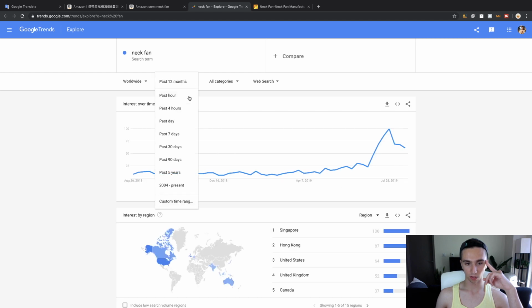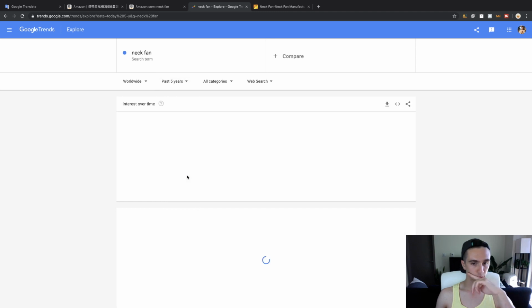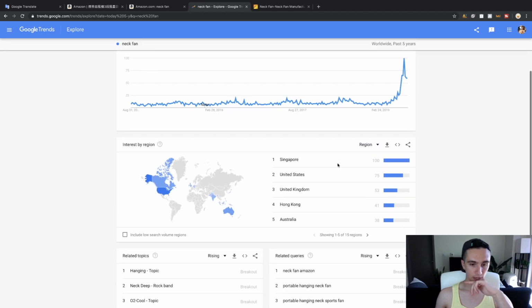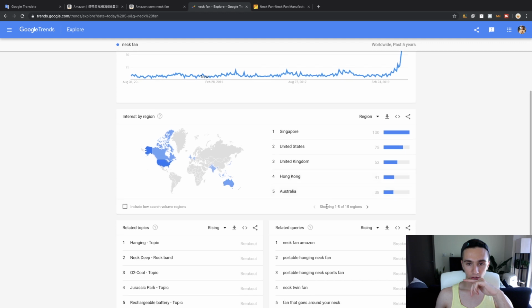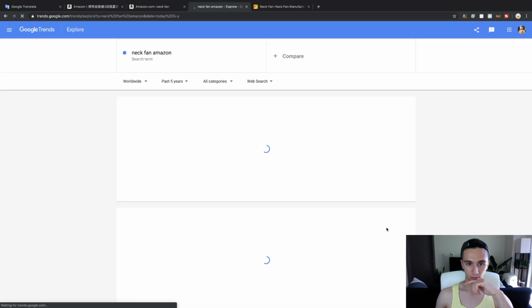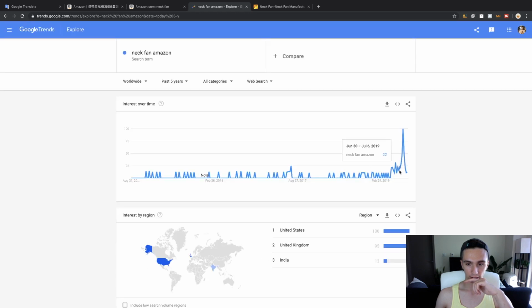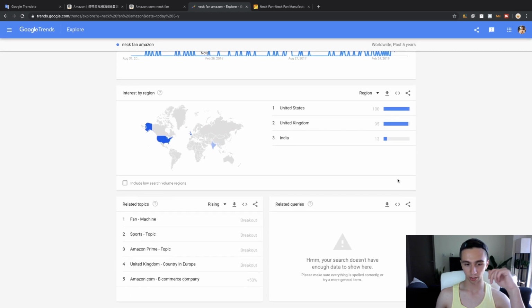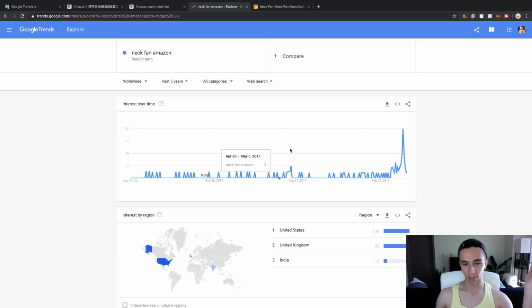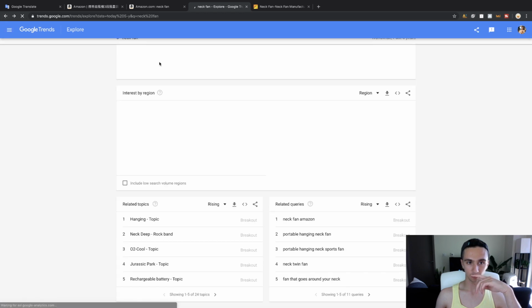So neck fan past 12 months. Let's go past 5 years. So this is a trend, by the way. This is what a trend looks like. Really high in Singapore. Yeah. So you can see Japan's highlighted over there. That's where we were just looking. Really high in Australia. So neck fan Amazon has a breakout. So yeah, look at that. This is a trend. So literally, we were just talking about finding trends, catching them before they come here. This is a breakout.